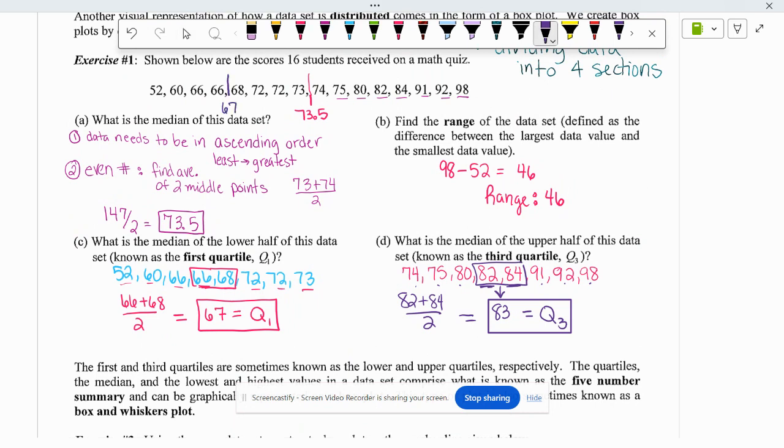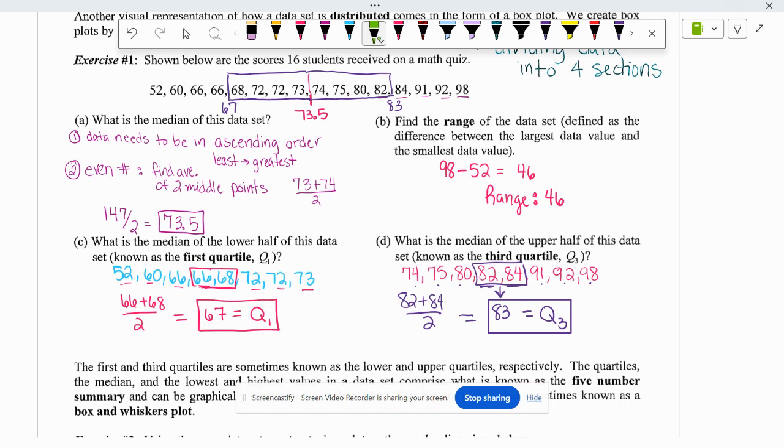right here is my Q1. That's the beginning of my box. And then 83 right here. This is my Q3. That's the end of my box. So 50% of my data points, 50% of 16, that's half. Half of 16 is what? 8. Are 8 of my data points in my box?